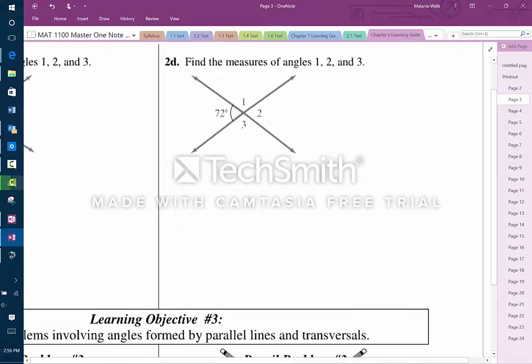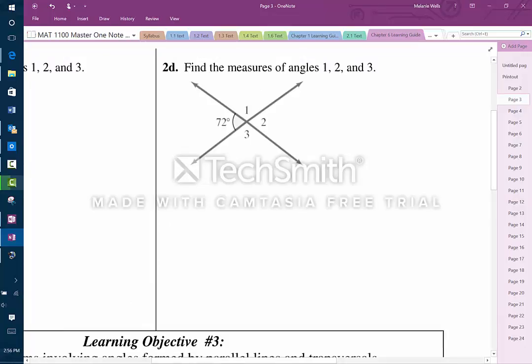2D deals with vertical angles. If this angle is 72, its vertical angle, which is angle 2, is also 72 degrees. And then the remaining angles, if I look at the 72 degree angle and angle 1, notice that they form a straight line, which is 180 degrees. So 180 minus 72 is equal to 108. So if this angle is 108 degrees, then this angle is also 108 degrees.